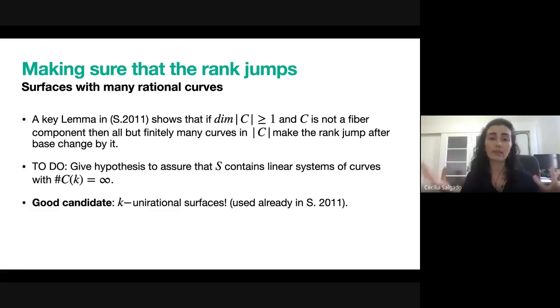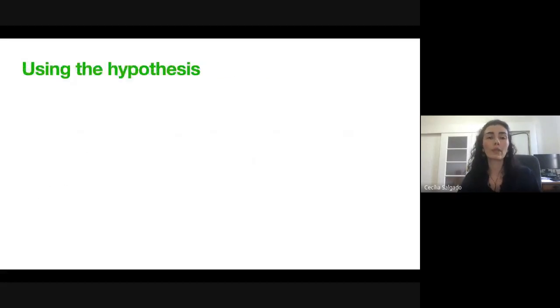Well, a good candidate is K unirational surfaces. Actually, I didn't put this into my hypothesis, but you're going to see that the surfaces that I work with turn out to be K unirational. And we did use Colliot-Thélène, we did use Colliot-Thélène–Mella from 2015 to do that. So this is really, I couldn't have done this in 2011 or 2009, right? So let's use the hypothesis.